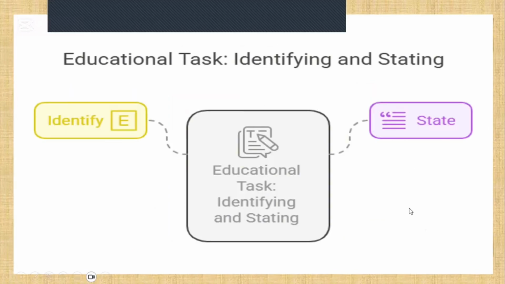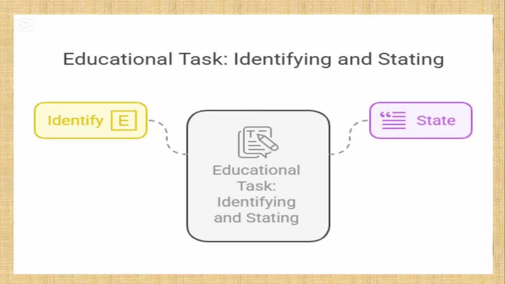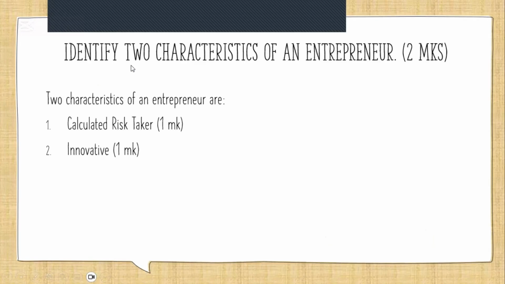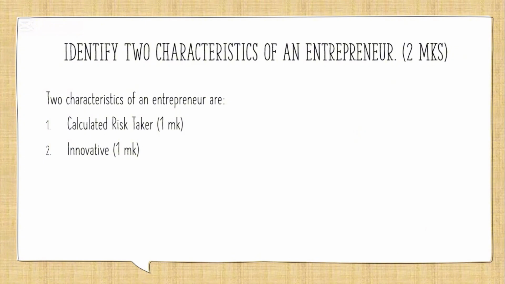So the first one that we look at is where you can state or identify. In that case, all you need to do is give your point. So I'm going to run an example with regards to the characteristics of an entrepreneur. We have identified 2 characteristics of an entrepreneur for 2 marks. In that case, I'm putting here 2 characteristics of an entrepreneur. We have a calculated risk taker and also that the entrepreneur is innovative. Now, by just identifying the point, you can get your mark. So you put 1 mark for each one.